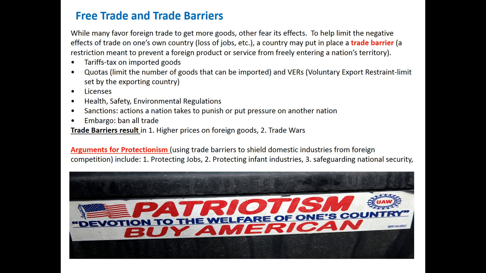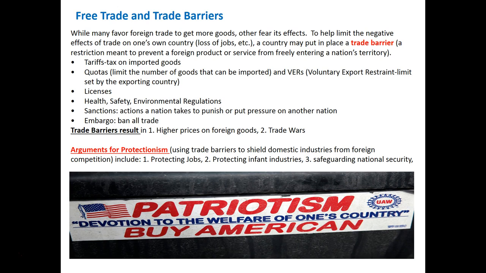So we want to protect jobs would be the number one reason. Number two would be protecting what we call infant industries, industries that are pretty new, that just can't compete yet with the global competition. And three, if anything that we produce would have national security implications, we would try to put up trade barriers. And what trade barriers are, as you can see there, it's just a restriction that prevents a foreign product or service from freely entering a nation's territory. So we might introduce tariffs where we tax imported goods.